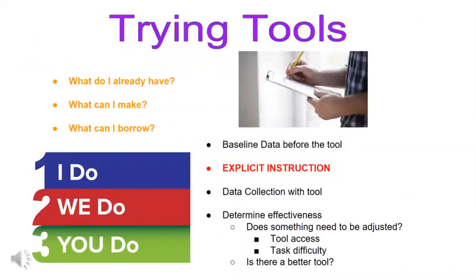Very quickly, I wanted to mention that good data can be collected at Tier 1 and Tier 2 levels. There are a couple things to keep in mind. Make sure you get some baseline data before you start using the tool, so you can see if the tool is making a difference. You want to make sure that you have some explicit instruction of the tool, and then make sure you use some data collection with the tool. That way you can determine effectiveness.